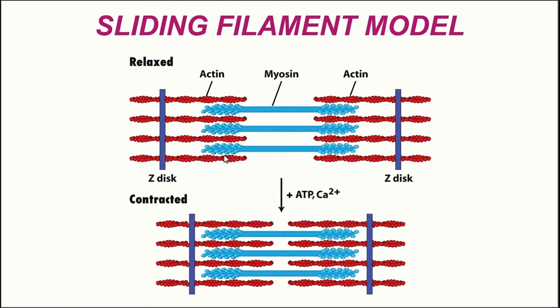So notice here too that the thick and the thin filaments did not get shorter during contraction. The only thing that got shorter was the distance between the two Z-discs in the sarcomere. So when we talk about muscle shortening, we're really talking about how much shorter the sarcomeres are getting when that muscle contracts. And that's what's really driving the shortening of the muscle.